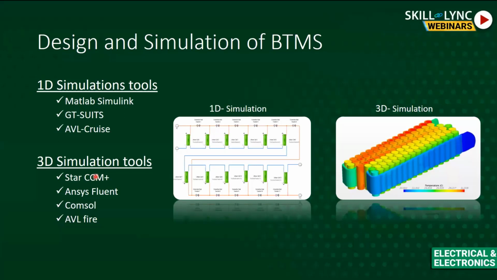So here you can see there are many cylindrical cells arranged in a stack, and there is a liquid cooling plate. This blue thing is nothing but a liquid cooling plate, which passes along the side of the cells and tries to cool them. We model this using a 3D CFD model.